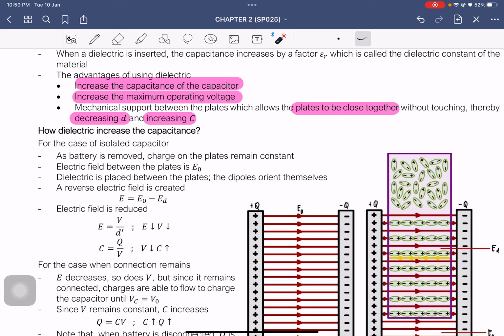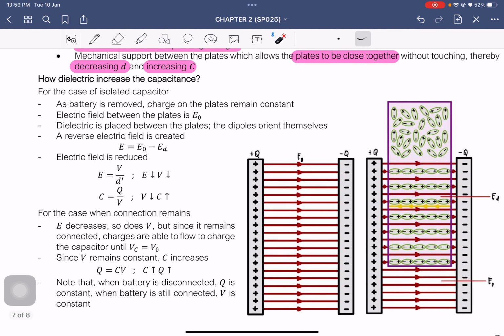So, how does a dielectric increase the capacitance? For the case of an isolated capacitor, if the battery has been removed, the charge on the plate will be constant. So the electric field between the plates here is still E naught. E naught means when there is no dielectric material.